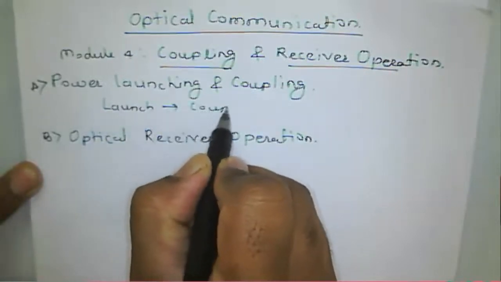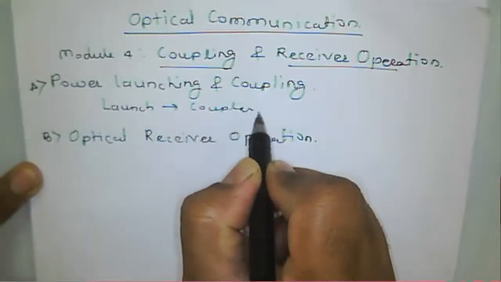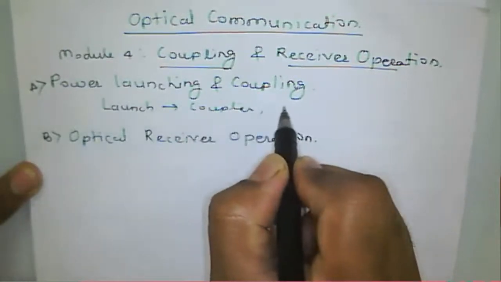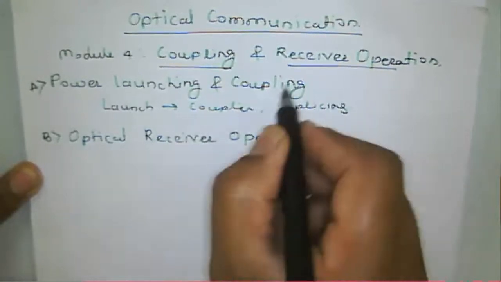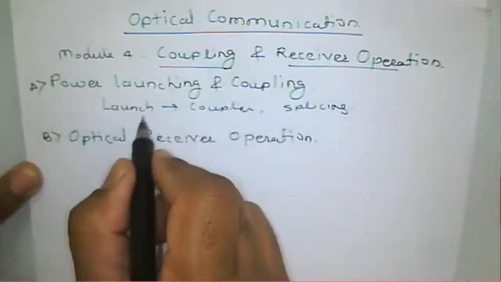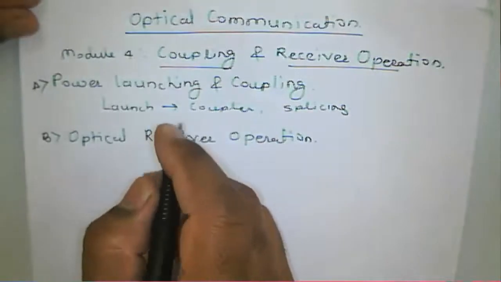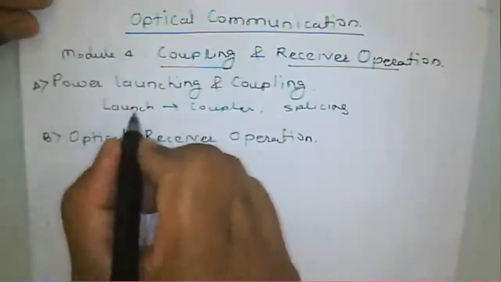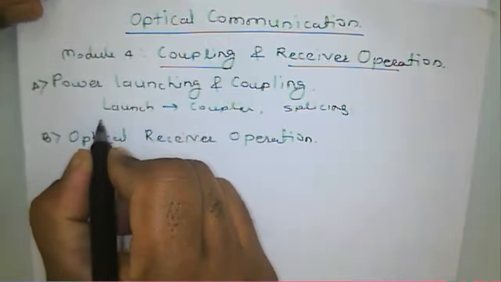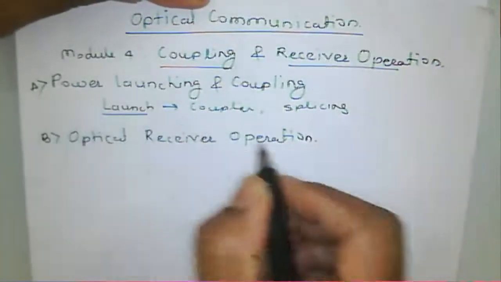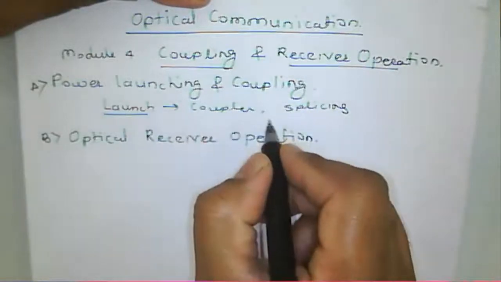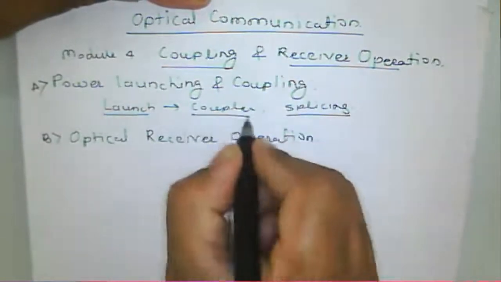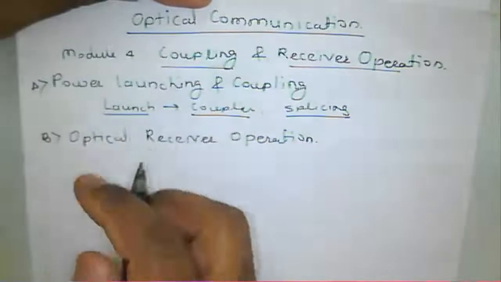Then we will learn about a coupler, and in between fibers we will learn the splicing technique. We have already learned coupling, splicing, and power launching somewhere in the last model. Okay, so we will go over briefly again how power launching is done and how coupling and splicing are done. That is part one.